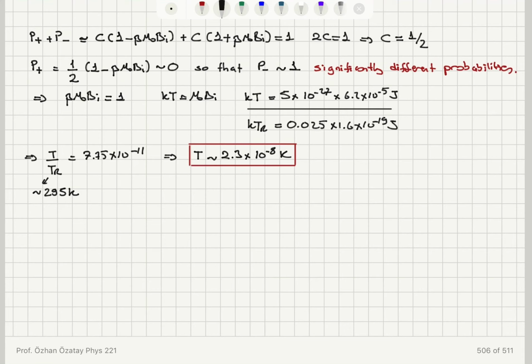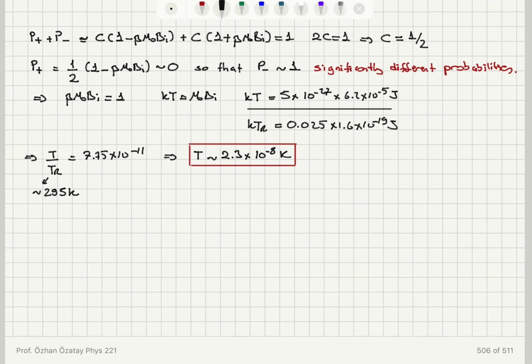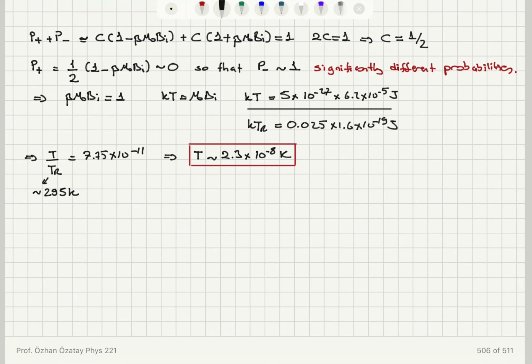Okay, so it has to be a very, very low temperature. One thing here, I have assumed beta times mu 0 B to be much less than 1, and I have checked that value here for a temperature that is close to room temperature. This is much less than 1, but for a very low temperature, that's no longer going to be the case.